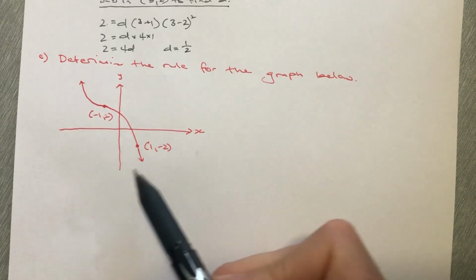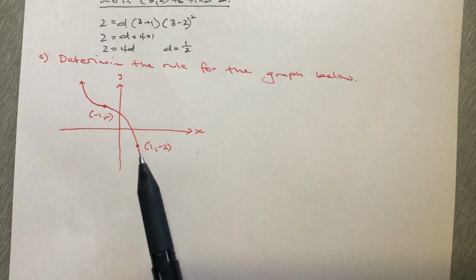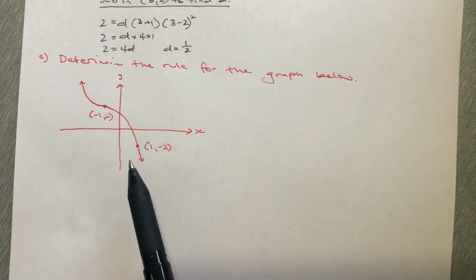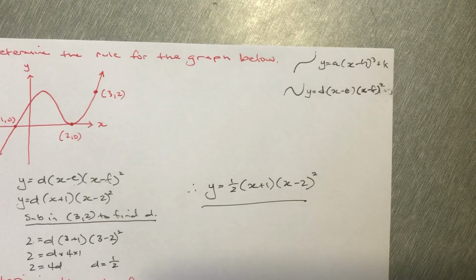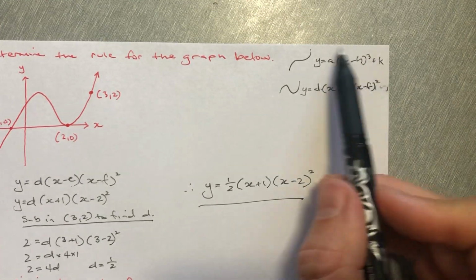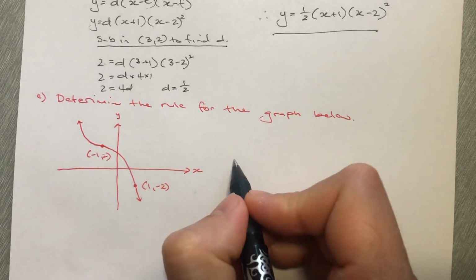We've been given another graph. We want to come up with the rule. Now this one looks different, doesn't it? So this one is your cubic that has a point of inflection. So we're going to be more so looking at this rule here. So I'm going to put that rule down here as a starting point.